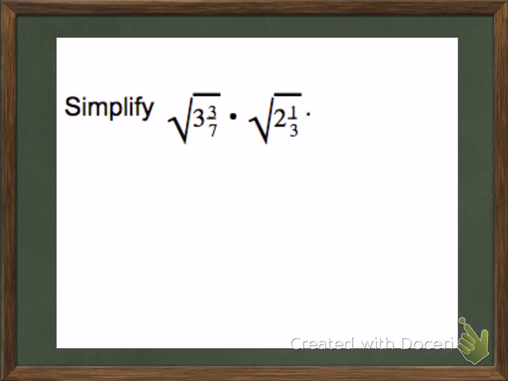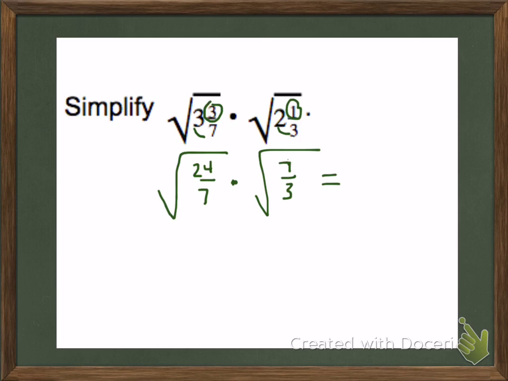Now for mixed numbers, I'm going to choose to turn them into improper fractions first. So I, of course, do 3 times 7, which is 21, plus 3, and that's going to give me the square root of 24 sevenths times, and here I have 2 1/3, so I would do 2 times 3, which is 6, plus 1 is 7, so I get the square root of 7/3.